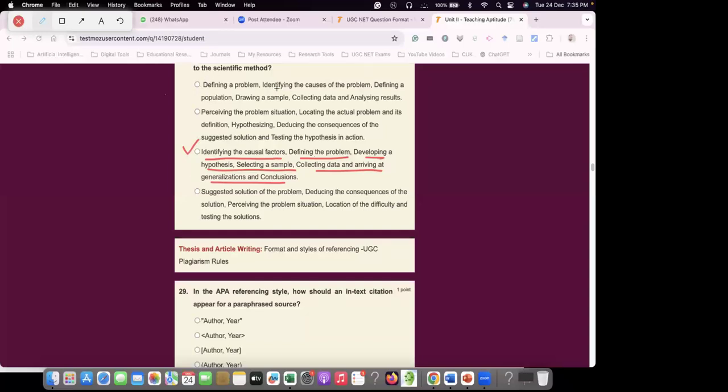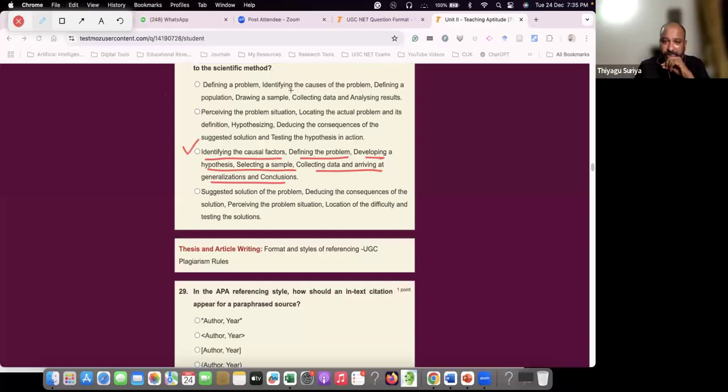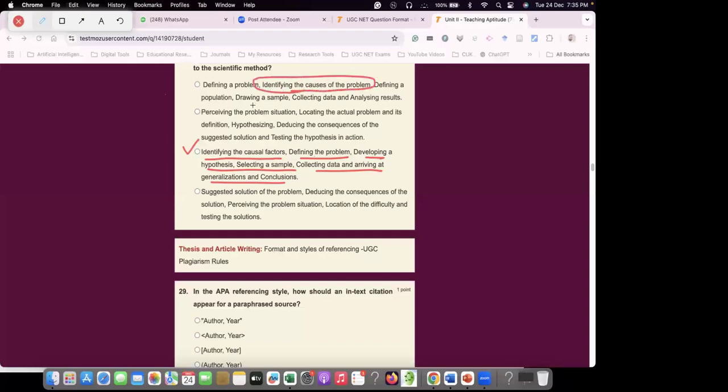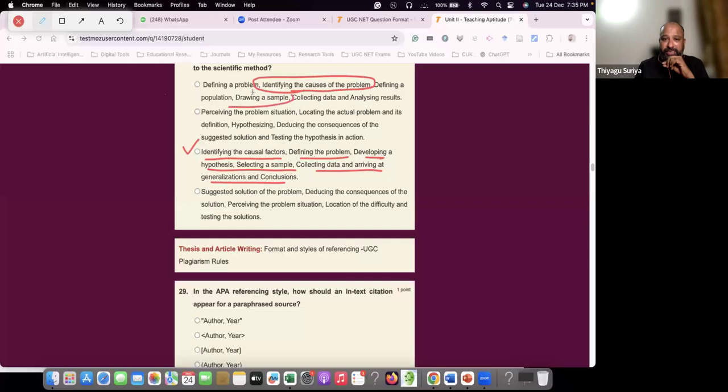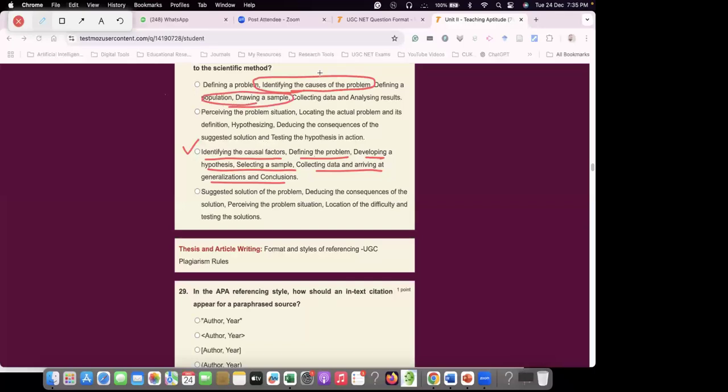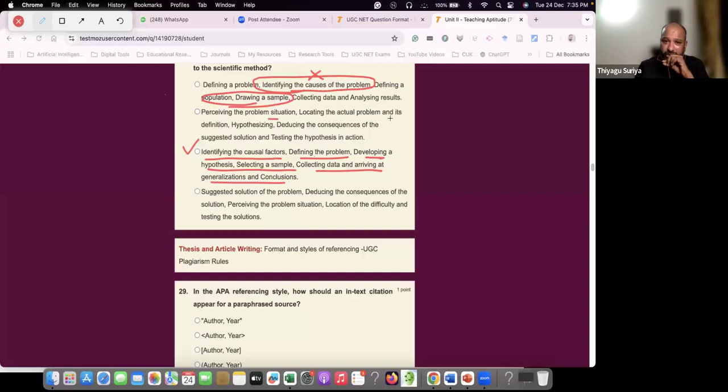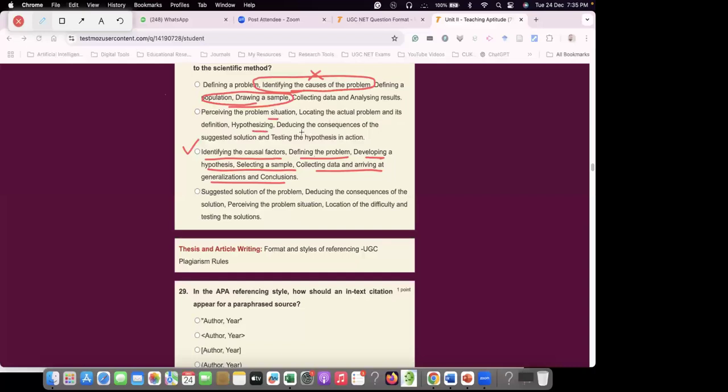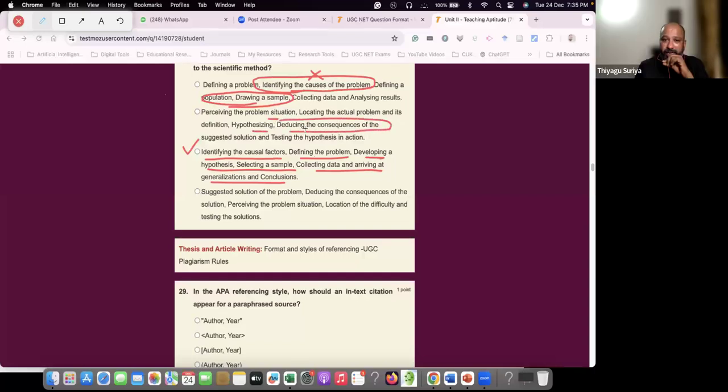Right? So here, I define the problem, identify the cause of the problem. This is wrong. Defining the population, these things are not essential, therefore it's wrong. Pursuing the problem situation, locating the actual problem, hypothesis, detecting the consequence. These are like the concluding statement. Therefore, the answer might be C in this case.